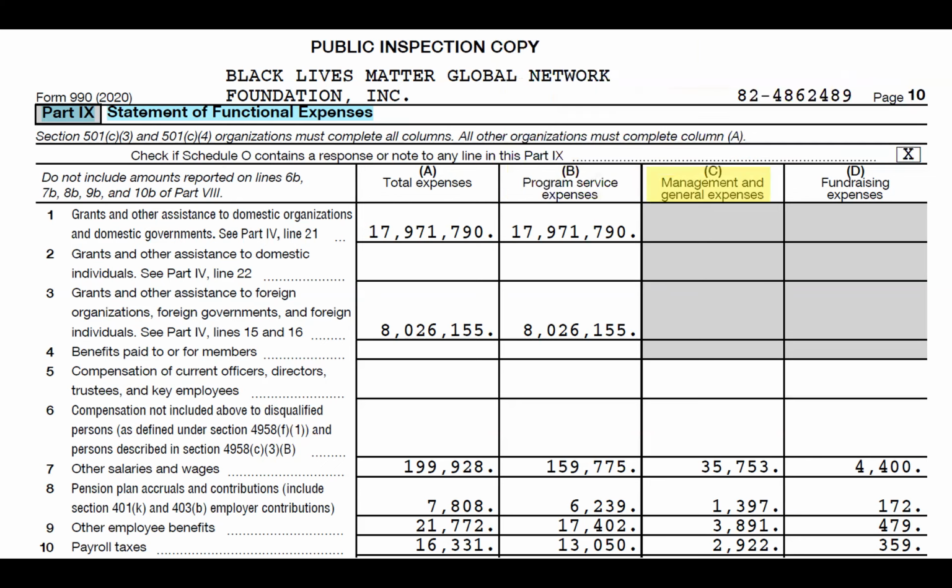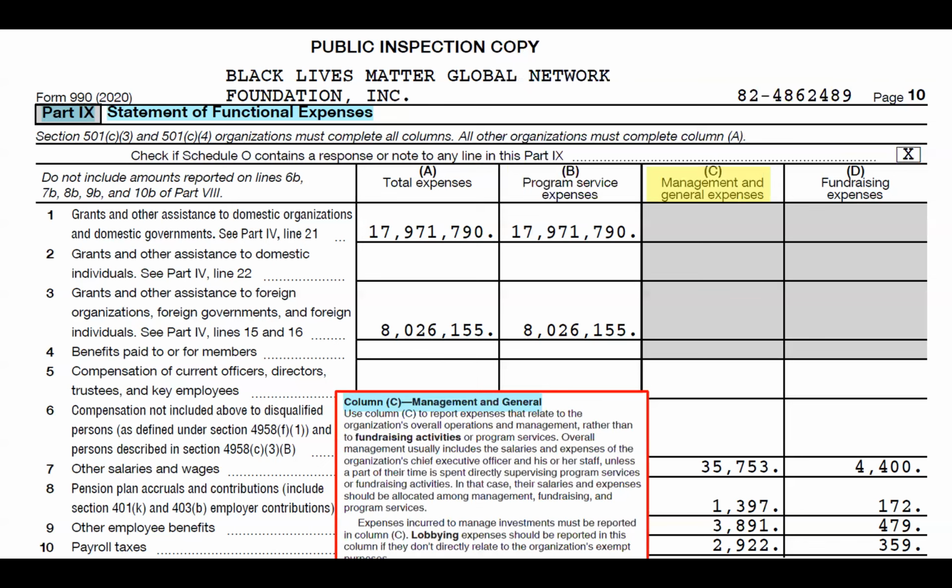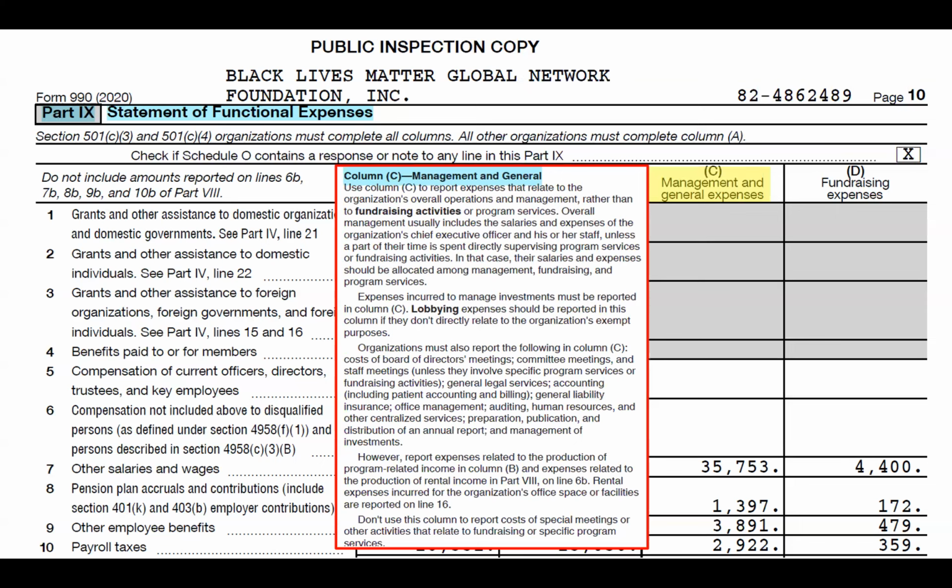Okay, next, we'll look at column C, which is management and general expenses. Let's talk about that. This is a big one, right? Column C, management and general expenses. Use column C, and again, this square that I'm showing here comes directly from the instructions. I want you to get an understanding of how important having the instructions in front of you can be when you're trying to understand why certain information is included in the columns. So getting back to this, column C, management and general expenses.